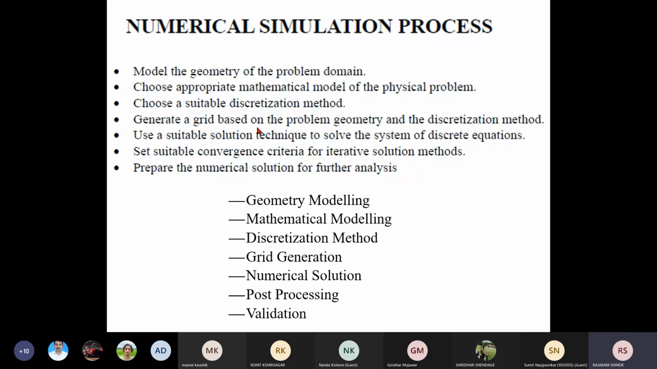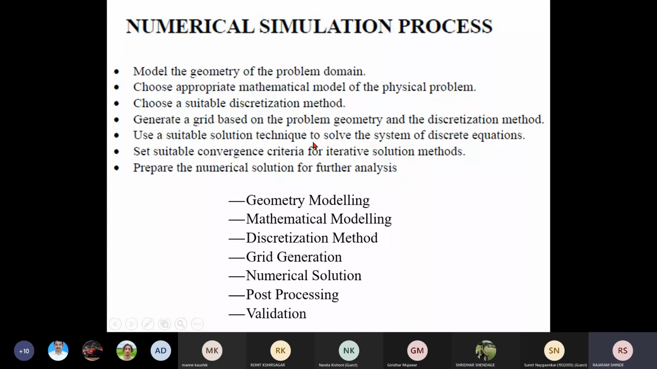Now next one, use suitable solution technique to solve the system of discrete equations. When we generate the grids and apply that grid generation to your physical mathematical model, it results in the system of discrete equations. That system of discrete equations, or system of algebraic equations, you have to solve by suitable solution technique.